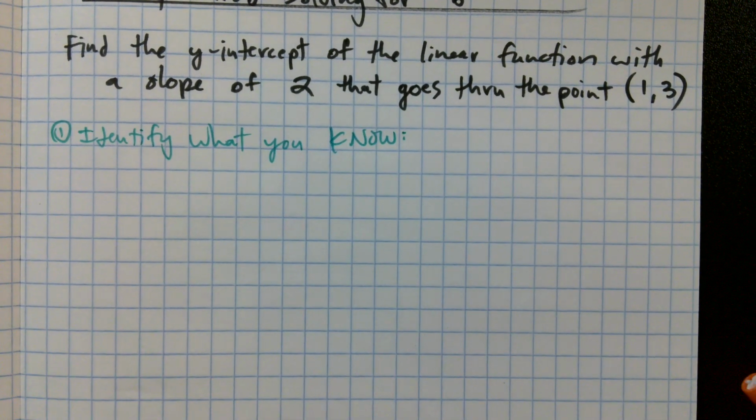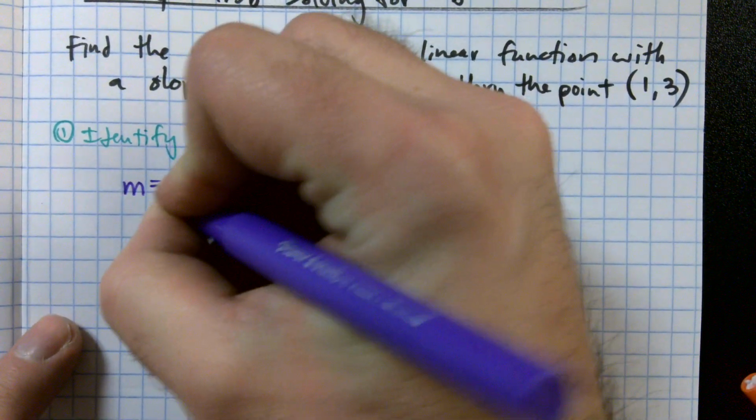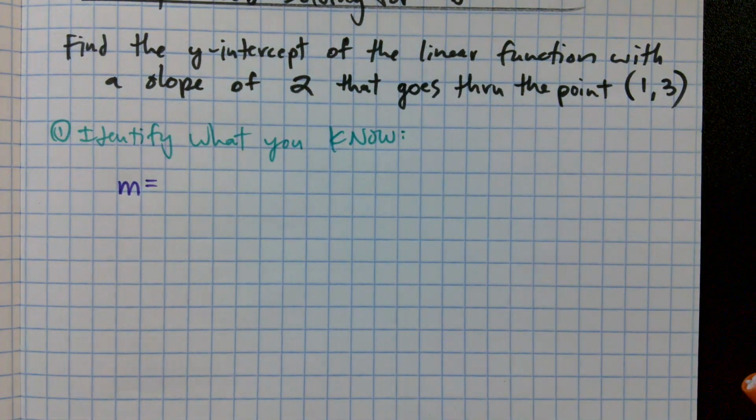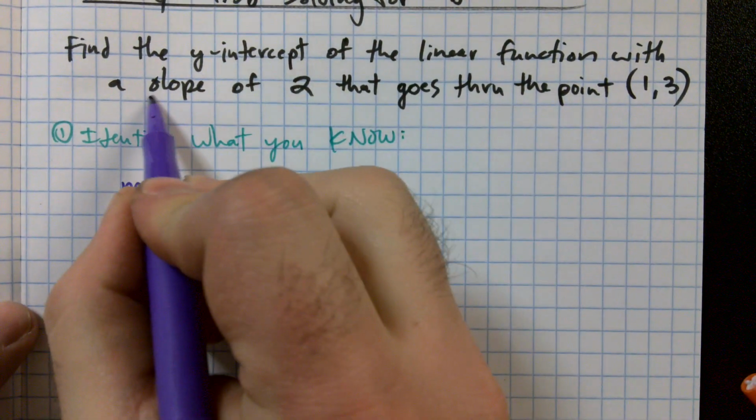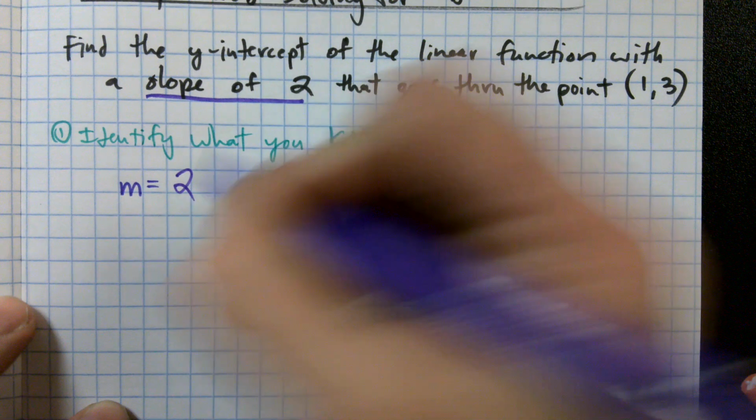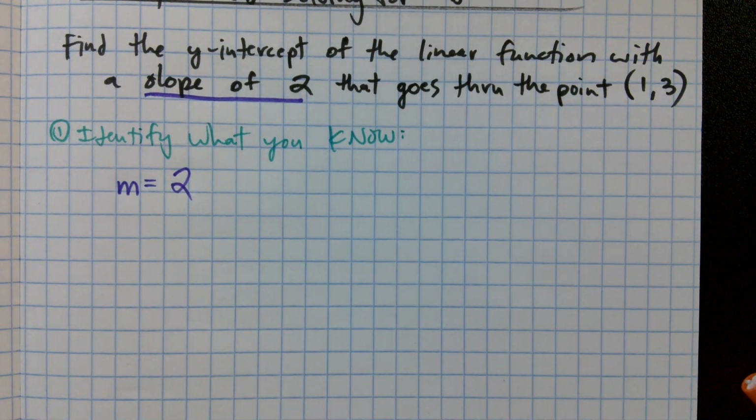Do I know what my m is equal to? Yes. What's my m? 2. A slope of 2 means my m is 2. Everybody with me so far? Yes.